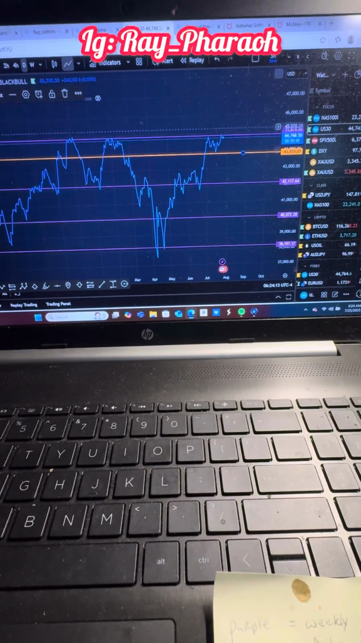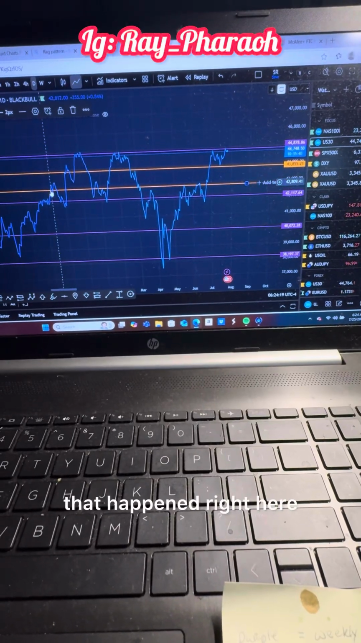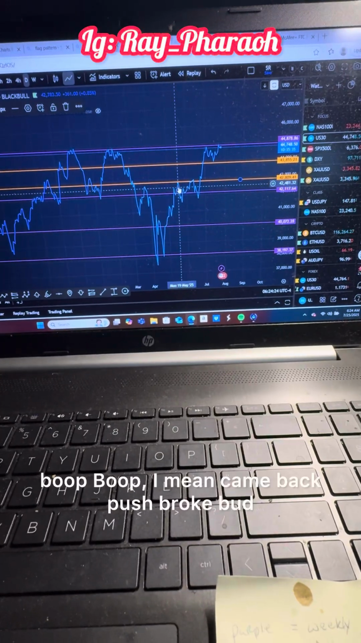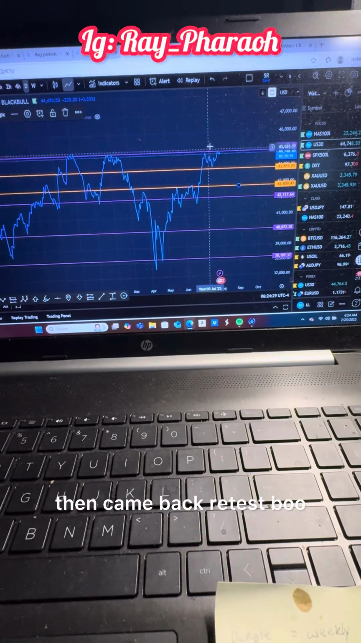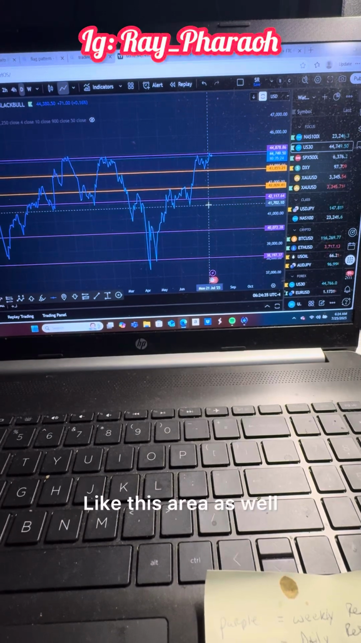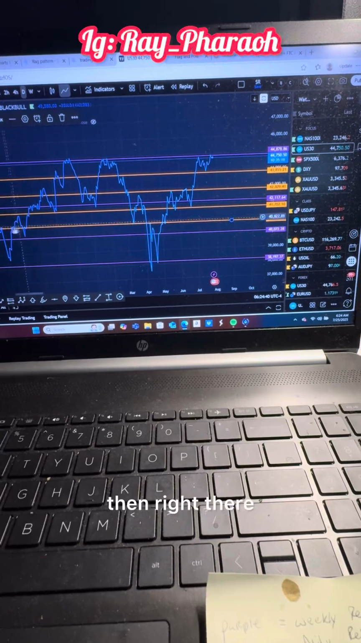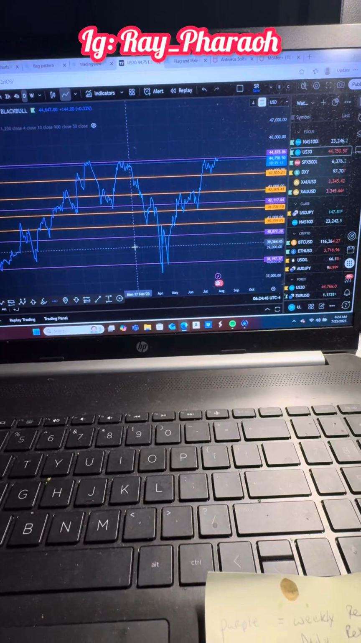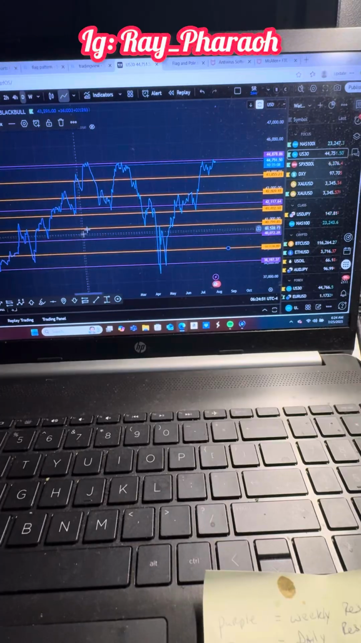So, okay, let's get to our next one. I mark here. You see this? There's a lot of action that happened right here. Basically, it came back, pushed, broke, then it came back, retested. See what I'm saying? It's a lot of action right there. Like this area as well. And then you go right there, you see the same thing. Like this area right here, and so forth.